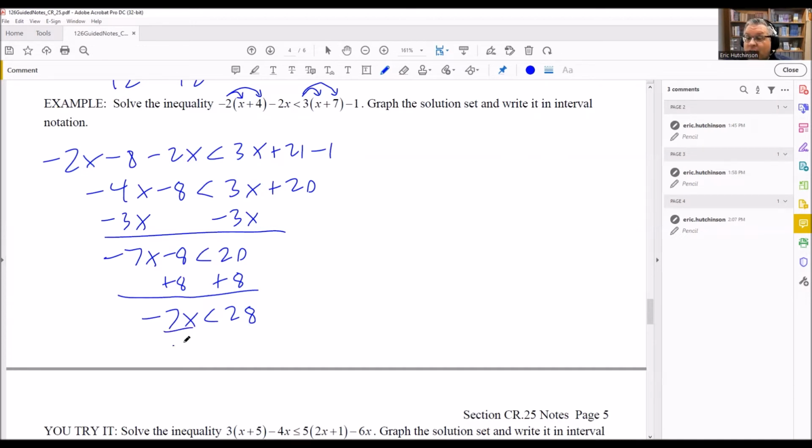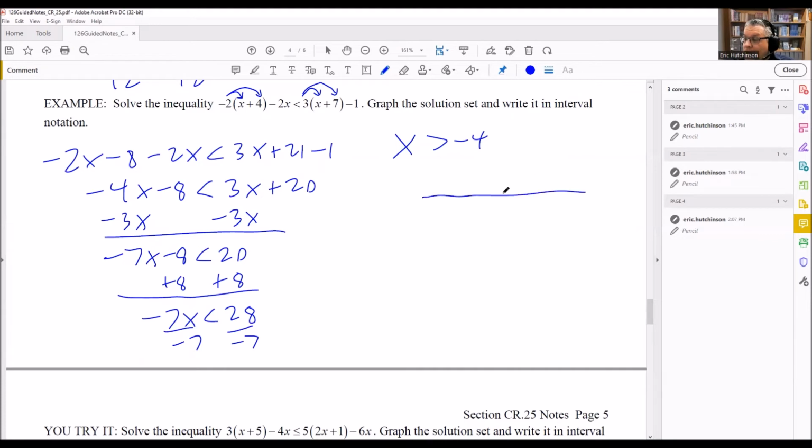Now we need to divide both sides by -7. Now remember that whenever you multiply or divide an inequality by a negative number, the sign is going to switch. So in this case, I have x is going to be greater than -4. So the sign switches there, and we get this.